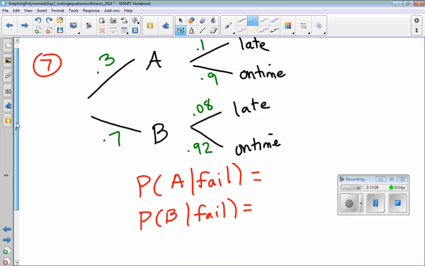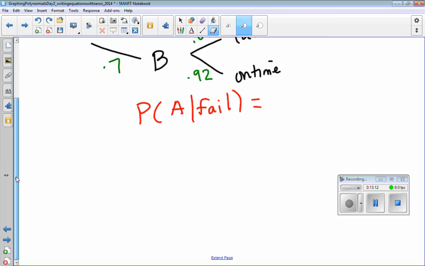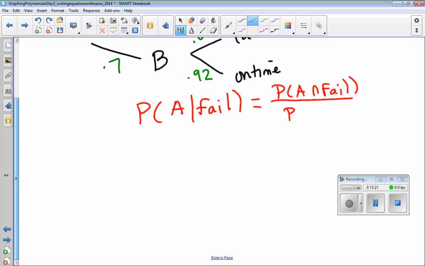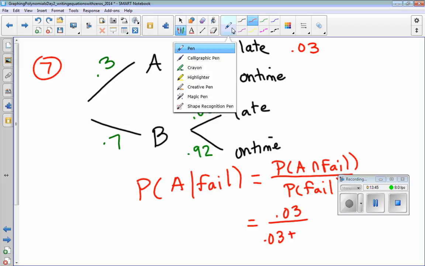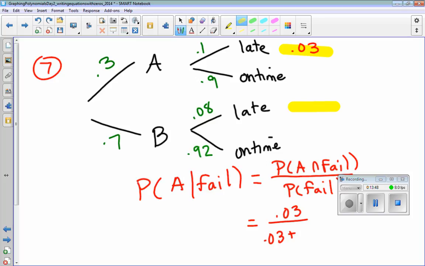Okay. So, let's do one at a time. The probability of A given fail is the probability of A and fail divided by the probability of fail. All right. So let's plug in our numbers. A and fail, well, that's going to be A and late. So 0.03. That's this top branch of the tree diagram. And then the probability of fail is going to be 0.03 plus, because we're really looking at both of these, the 2 things that fail, are they not?